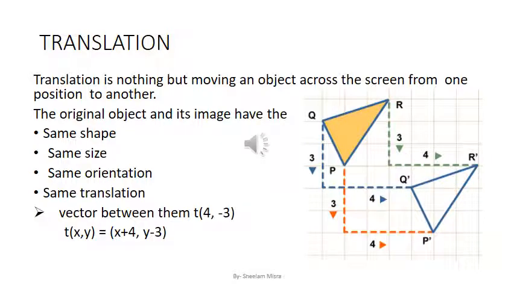So what is translation? Translation is nothing but moving an object across the screen from one position to another position. The original object and the image have the same shape, size, and orientation. In this figure, we have a triangle PQR which is translated 4 units in the x direction and minus 3 units in the y direction. So we can write it as x plus 4 and y minus 3, and it can be denoted by the symbol P dash Q dash R dash.